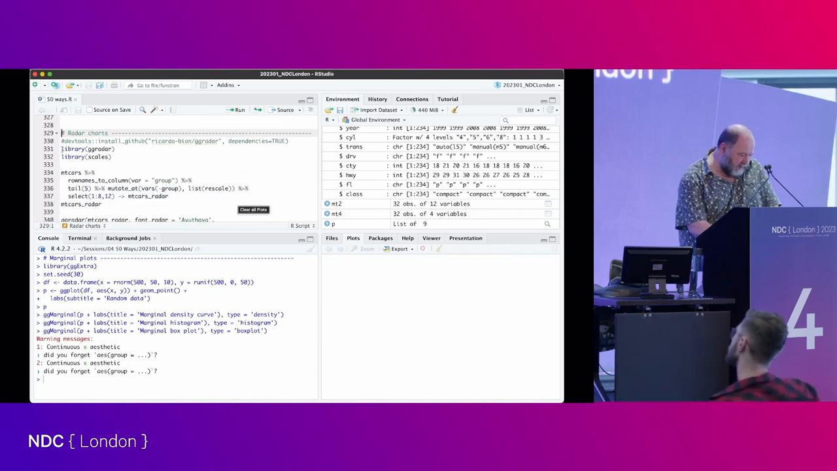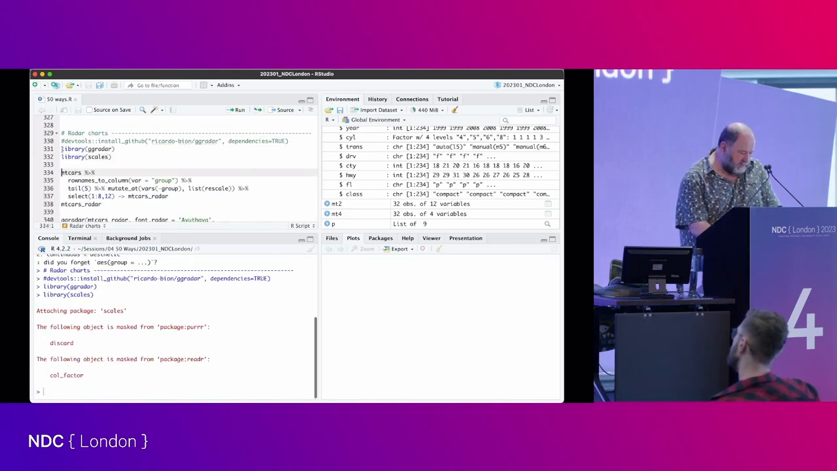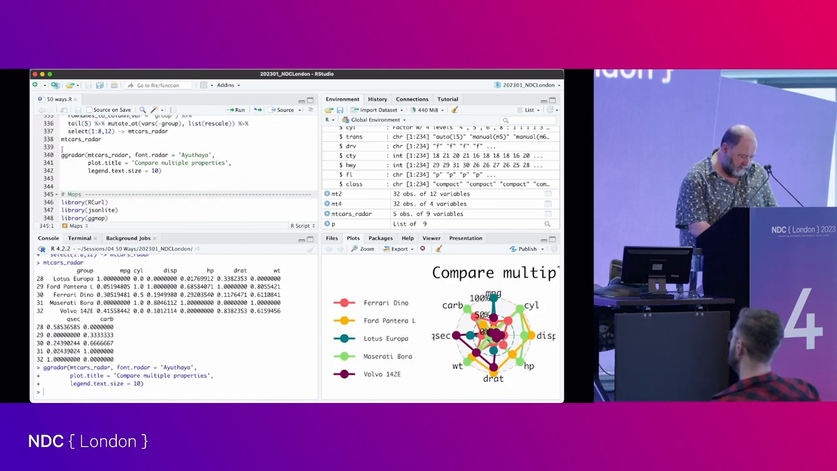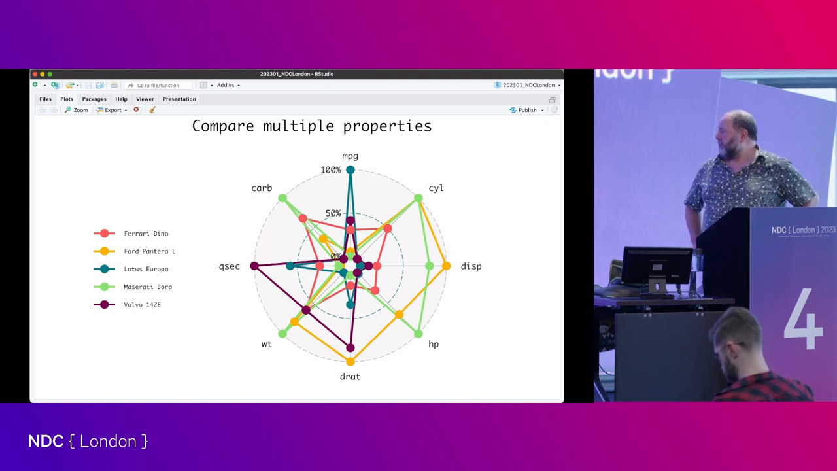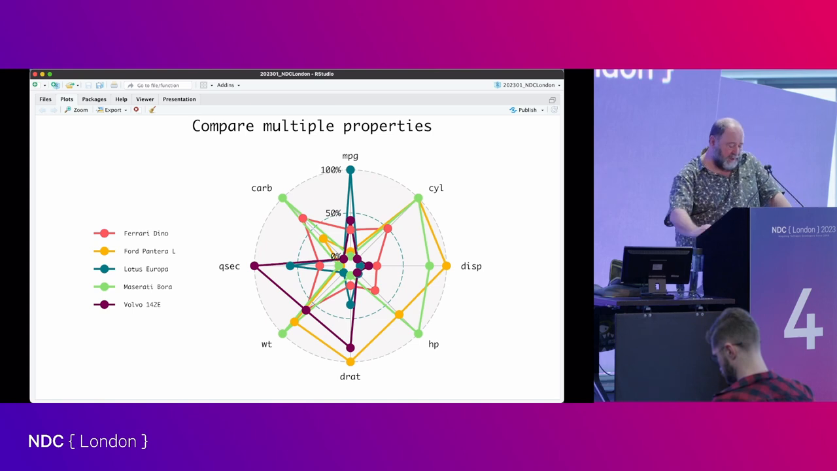Okay, next is one of my favorites. I've got the car data again. I'm a car person somehow, but I limited it to 5 cars and 8 measures, and with that you can do a radar plot like this. I find them just optically appealing. That's why I show it here.